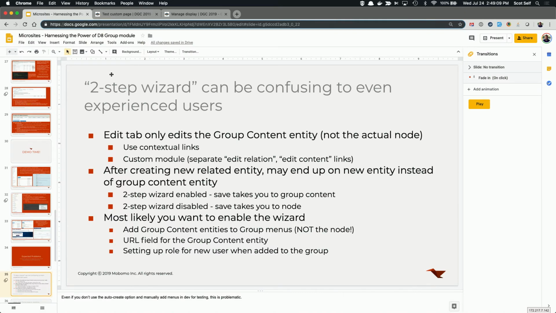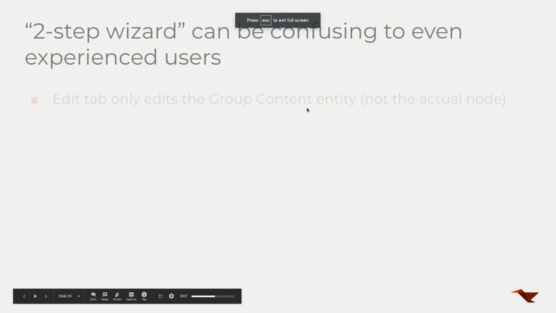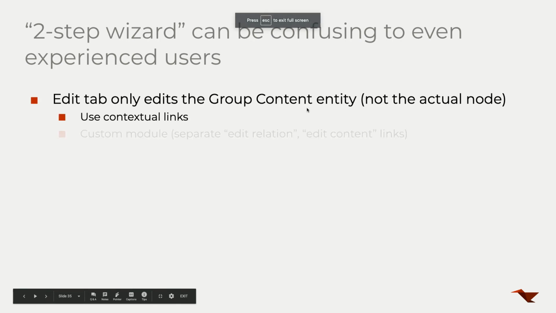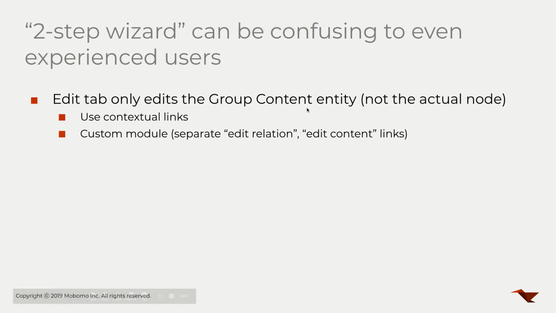Okay, and we also created a custom module for this current project so that you wouldn't have to use the contextual links. We created an additional tab. We renamed the edit tab to edit menu link because that's the only thing that you get on that screen. We don't have any custom fields on the relationship entity. And then we added a new menu tab that says edit content, which is much more intuitive for the user to just be able to click.